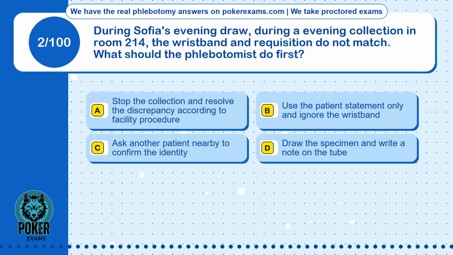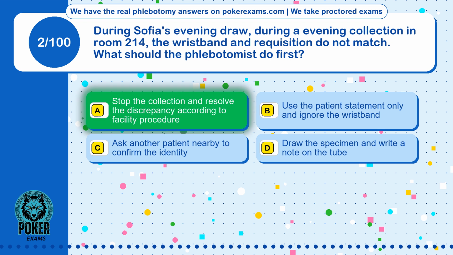Question 2. During Sophia's evening draw, during an evening collection in room 214, the wristband and requisition do not match. What should the phlebotomist do first? Option A. Stop the collection and resolve the discrepancy according to facility procedure. Option B. Use the patient statement only and ignore the wristband. Option C. Ask another patient nearby to confirm the identity. Option D. Draw the specimen and write a note on the tube.